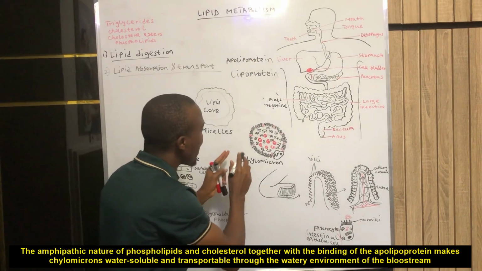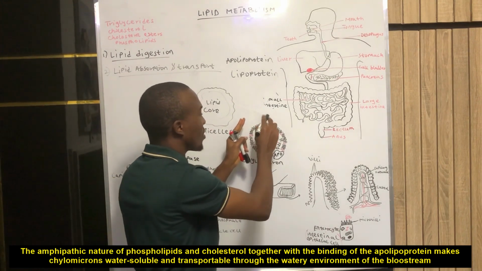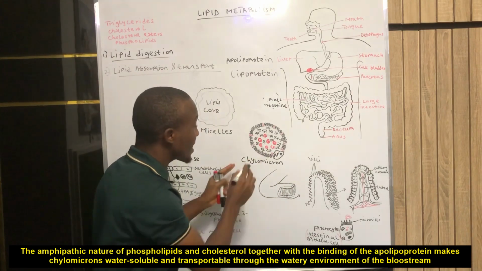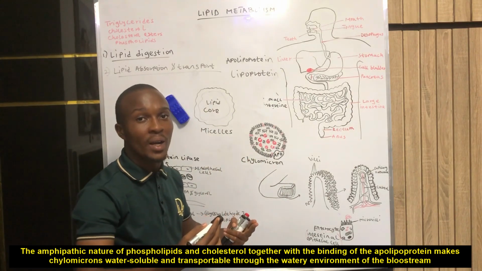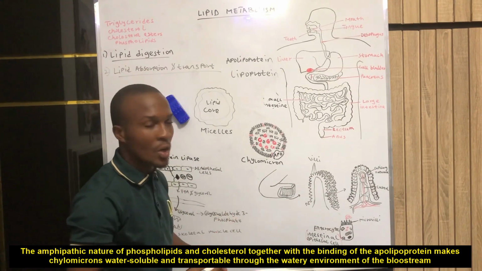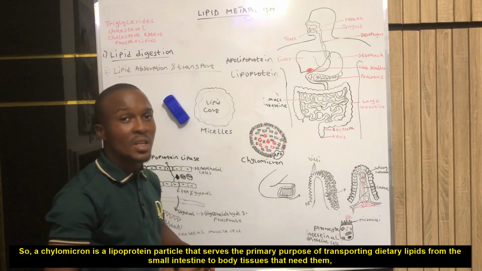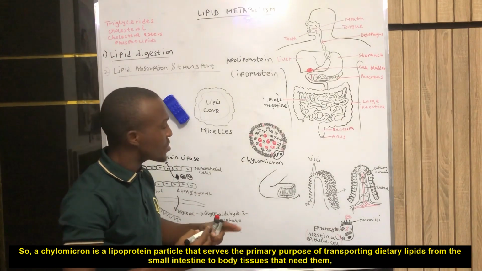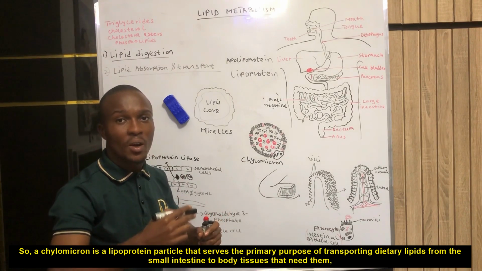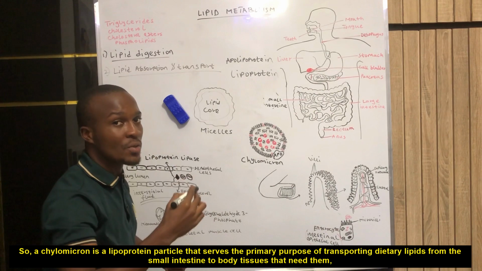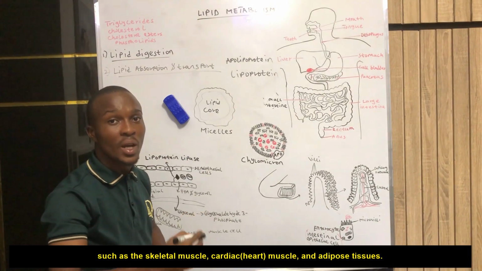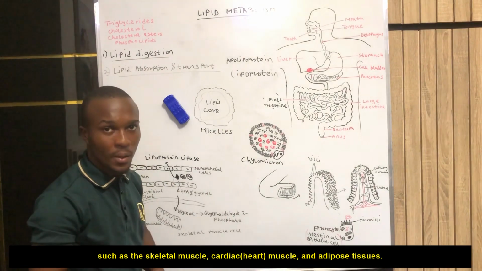The amphipathic nature of phospholipids and cholesterol, together with the binding of this apolipoprotein, makes chylomicrons water soluble and transportable through the watery environment of the bloodstream. So a chylomicron is a lipoprotein particle that serves the primary purpose of transporting dietary lipids from the small intestine to body tissues that need them, such as the skeletal muscle, the cardiac muscle, and adipose tissues.